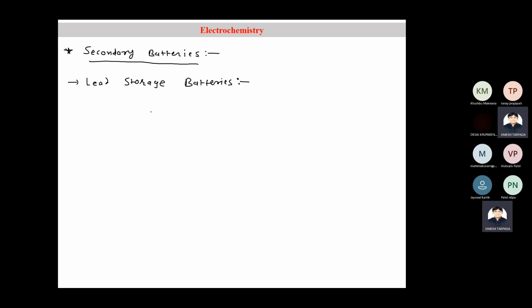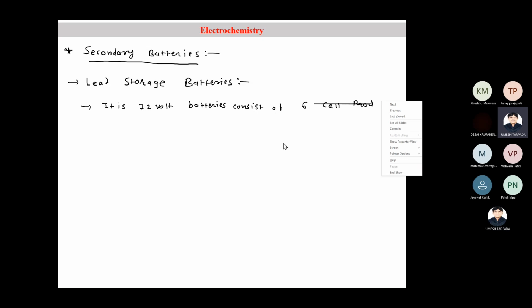Now what happens in this lead storage cell? The lead storage cell is a 12-volt battery consisting of six cells, producing 2 volts each cell.